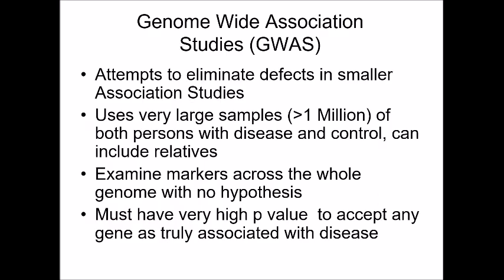What is the big deal now is the genome-wide association study. Here, we don't have a hypothesis. We don't pick a candidate gene. We look at very large samples and we examine our markers across the entire genome. We obviously do our statistical adjustments, and then we can have more faith in our results.